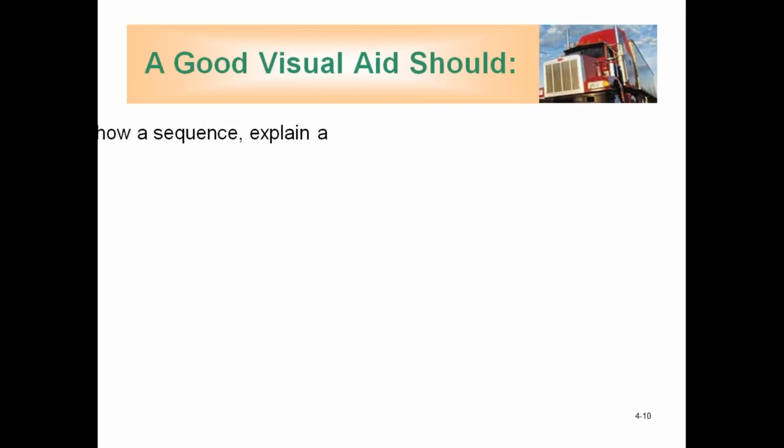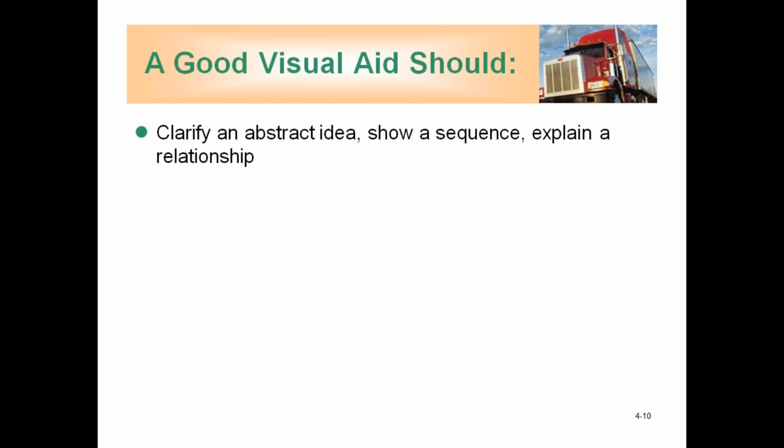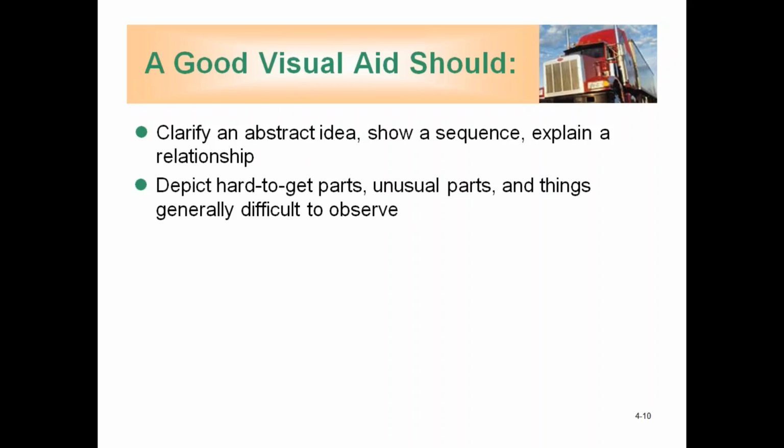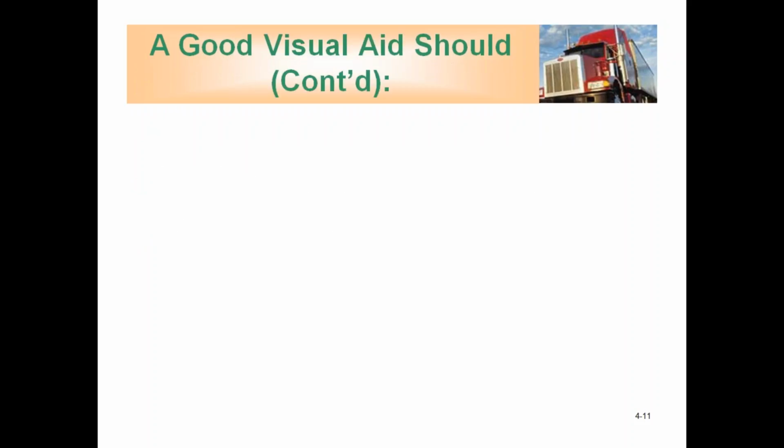Now, a good visual aid should clarify an abstract idea, show a sequence, explain a relationship, depict hard to get parts, unusual parts, and things that are generally difficult to observe. For example, if I want to explain the ear, there is a deep procedure that is followed. That deep knowledge, those deep parts will be explained easily with the help of visual aids. Be large enough and clear enough to be visible.